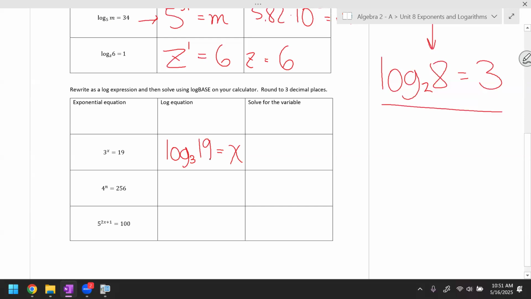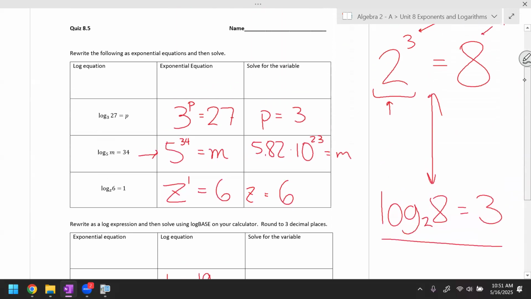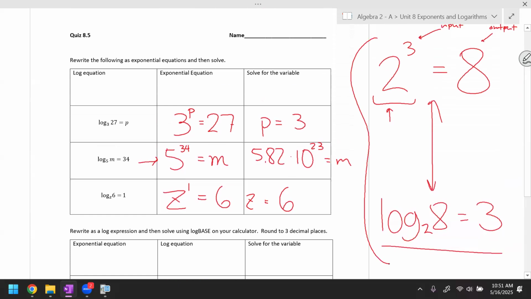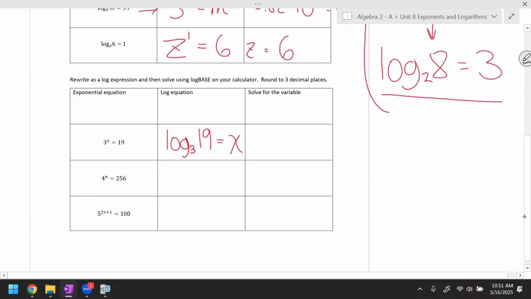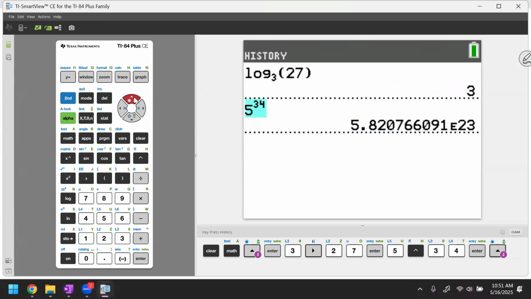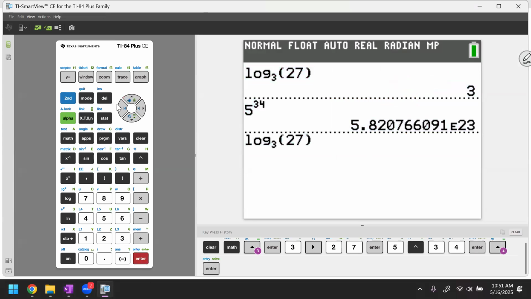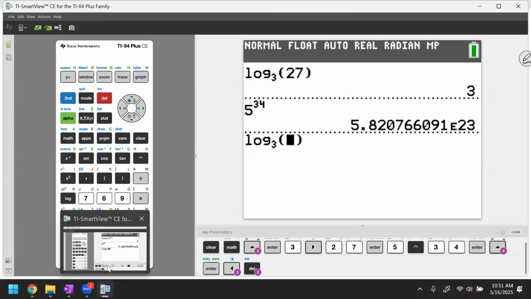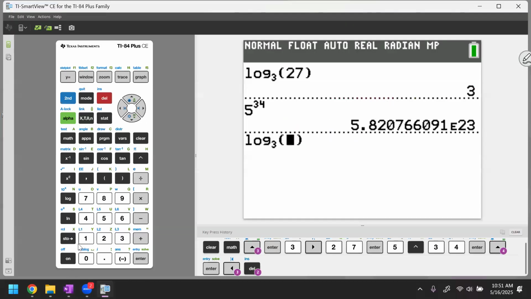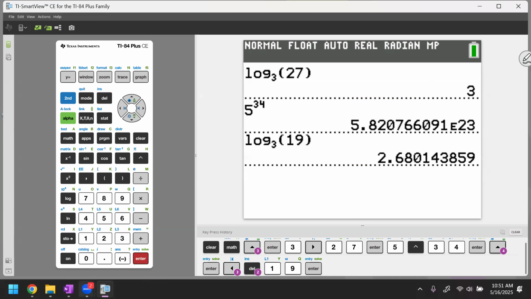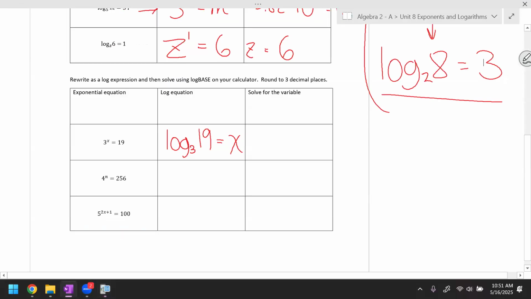Again, just by looking at our conversion, this is worth memorizing. Absolutely worth memorizing. Converting between those two is really important. Log base 3 of 19, that's not a nice clean power. We're going to have to use our calculator. Luckily, it's pretty easy. Instead of 27, let's do 19. Log base 3 of 19 is 2.68. Great. No problem. 2.68.